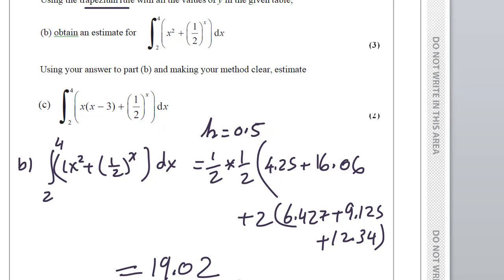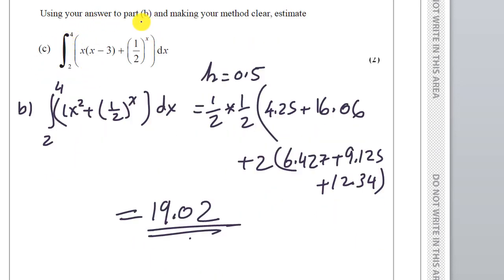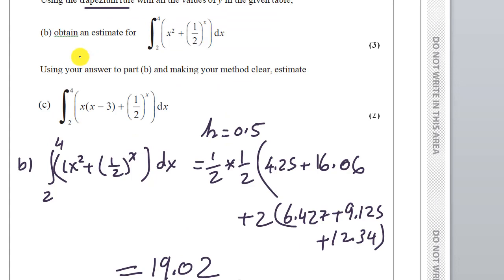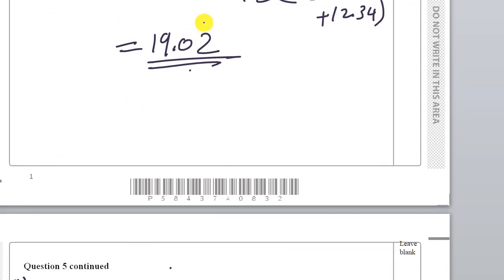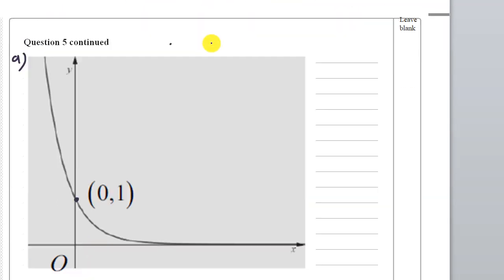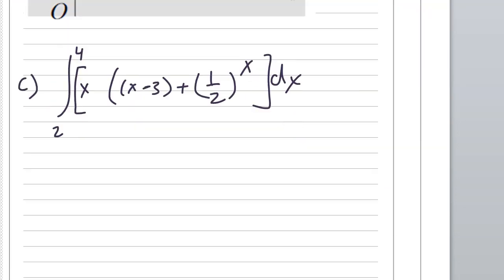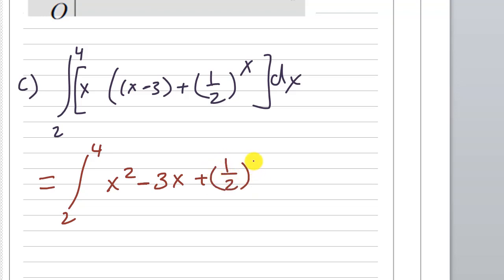Let us go ahead to another part. Using your answer in part B, x minus 3 plus 1 over 2 power x dx. So let us start to solve this part. You need the integration. This is part C. You need the value of this integration. So let us start to solve. This part is equal to, from 2 to 4, x squared minus 3x plus 1 over 2 power x dx.